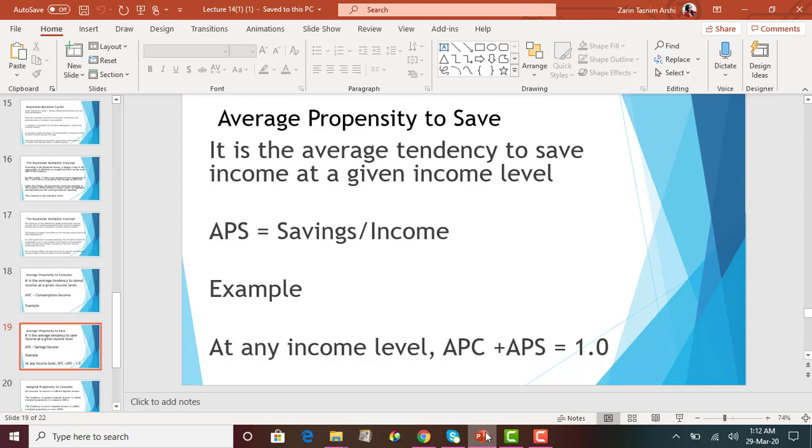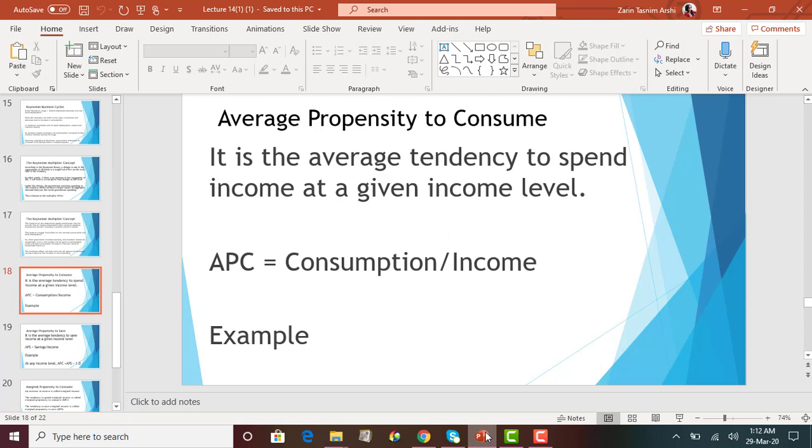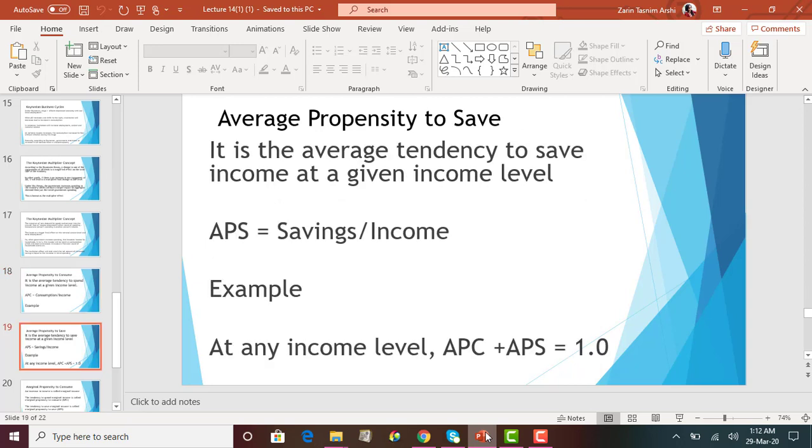One thing you have to remember is when we add the average propensity to consume, the APC, and the APS, it will always be equal to 1. Okay, now let me do an example to show how you calculate average propensity to save and average propensity to consume.